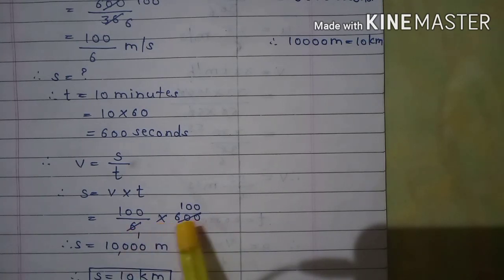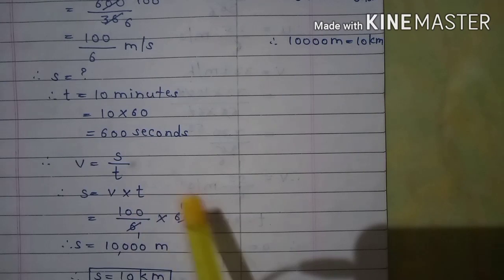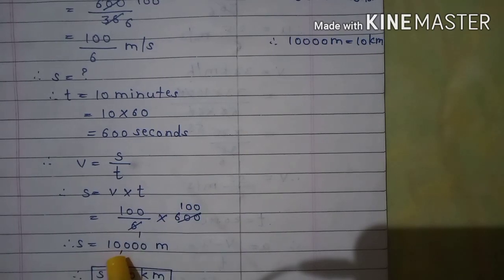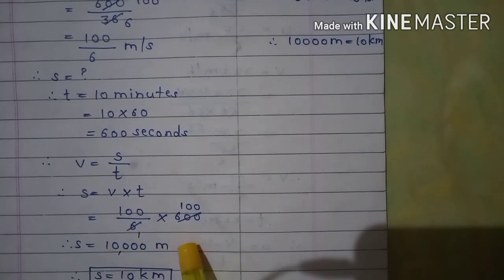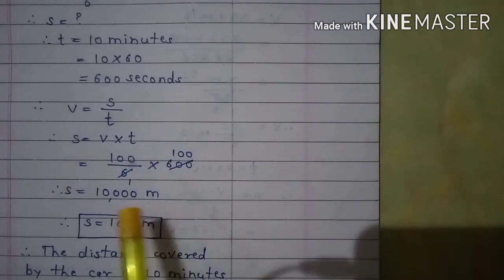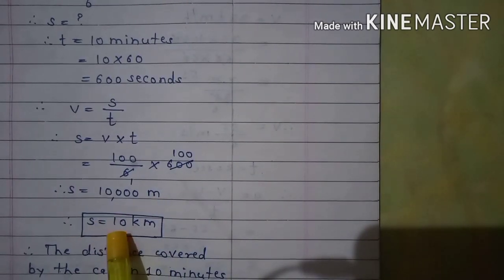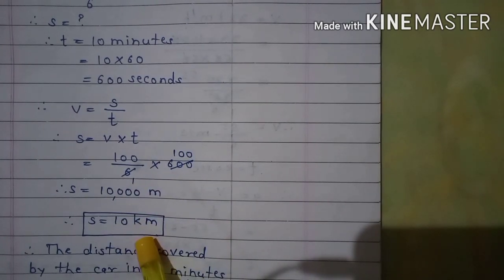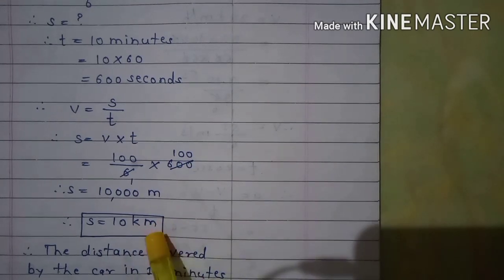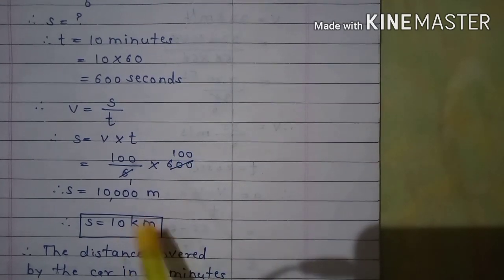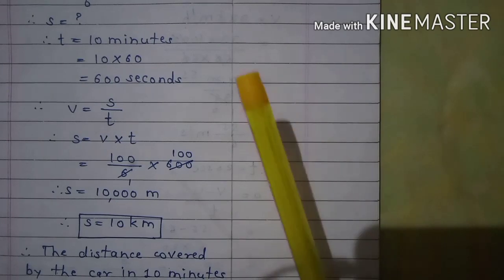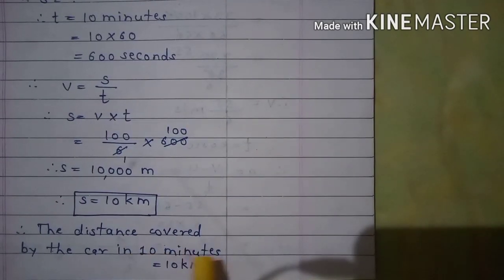So here this 6 will divide 600. How much will it come? 100. So 100 into 100 will come 10,000 meter. So the distance came here 10,000 meter. Therefore S is equal to 10 kilometer. Now this meter I converted into kilometer. How did I convert? Because I know 1 kilometer is equal to 1000 meter. So 10,000 meter is equal to 10 kilometer. Therefore the distance covered by the car in 10 minutes is equal to 10 kilometer.